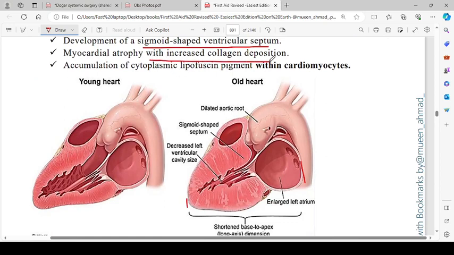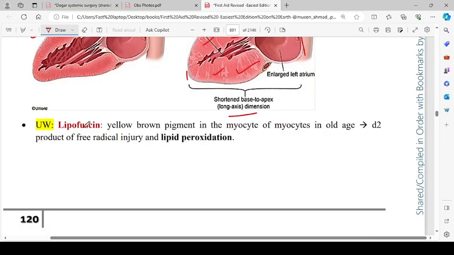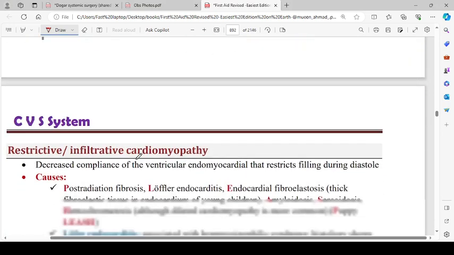The ventricular septum, I think it is not depicted in this picture, but that becomes sigmoid shaped. Myocardial atrophy with increased collagen deposition. As you can see, there is increased collagen deposition in these areas. This is the sigmoid shaped septum. And then we have accumulation of cytoplasmic lipofuscin pigment, that is, white cardiomyocytes will be there. So these are the red cardiomyocytes, and here you can see that these are somewhat white cardiomyocytes because of deposition of lipofuscin. Okay, so then the UWorld point is lipofuscin, a yellow brown pigment in the myocytes of old age people, due to the product of free radical injury and lipid peroxidation.